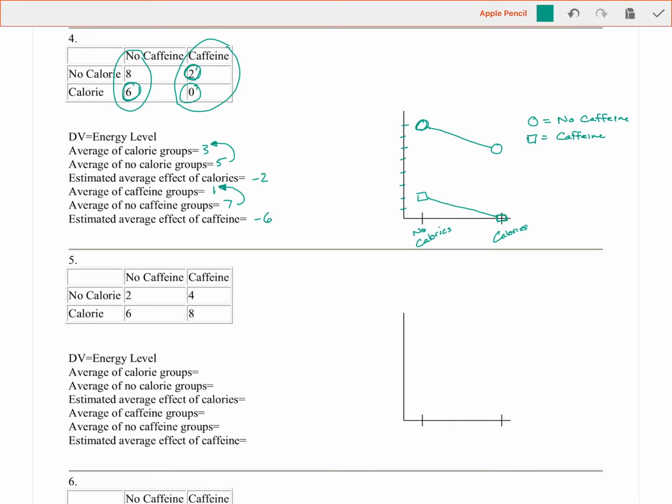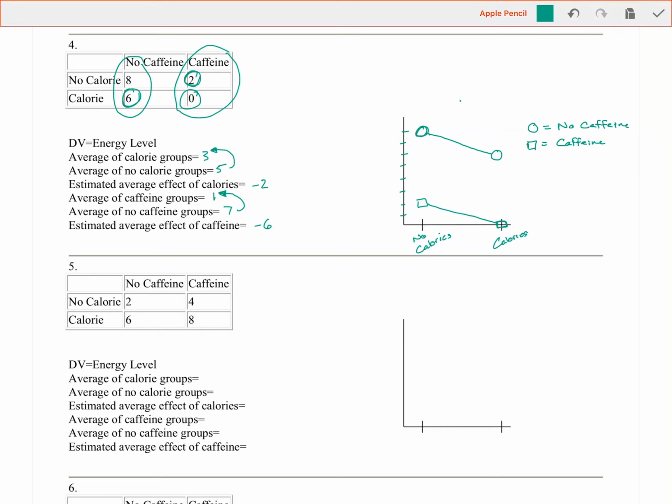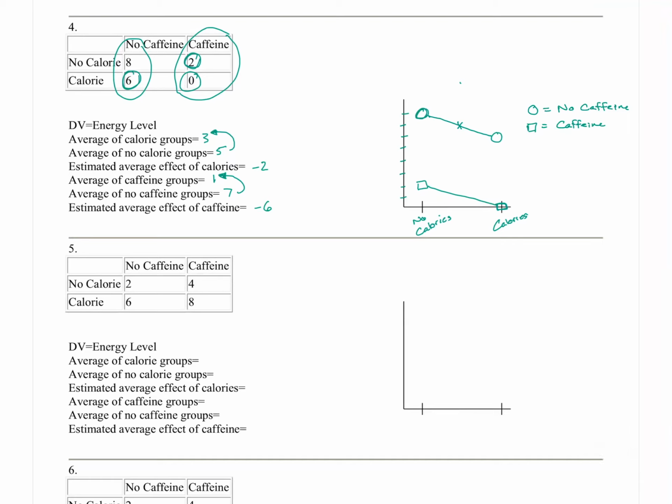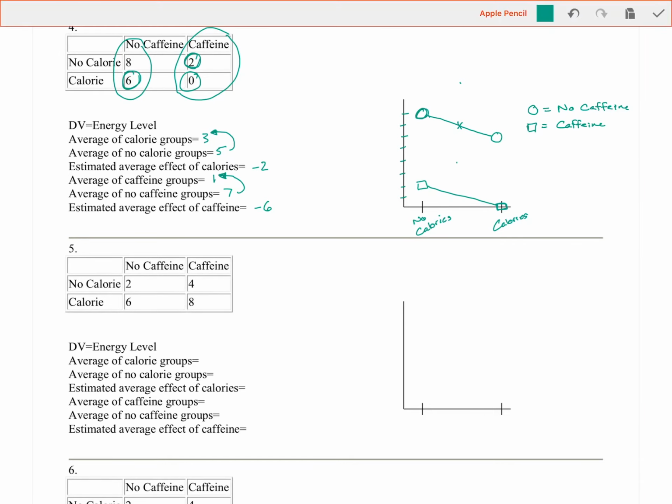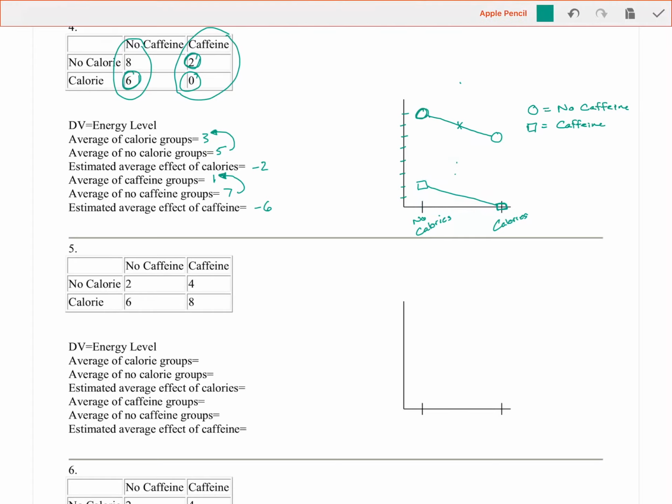How can we see that visually? Well, let's take a look here on the graph. We see the average of the no caffeine groups, right around here at a 7. If we take a look down below, the average of the caffeine groups is at a 1. There you go, at a 1. So in other words, what we find is that when we move from no caffeine to caffeine, our energy level is decreasing by 6 on average.